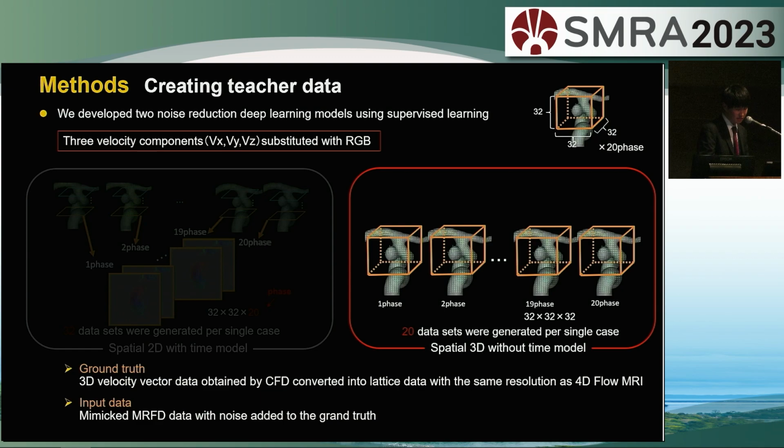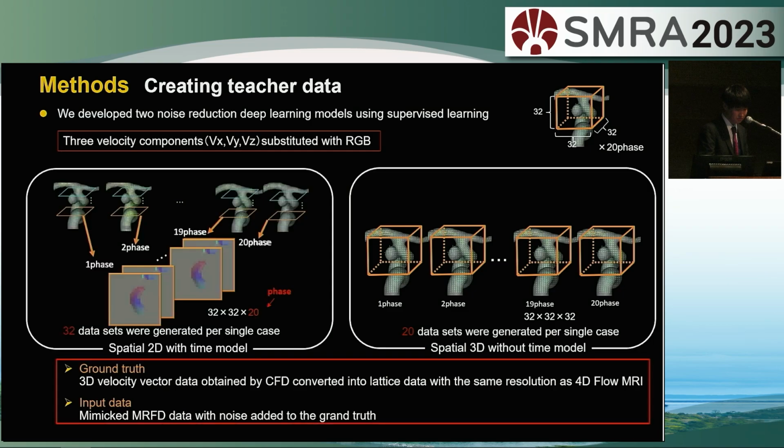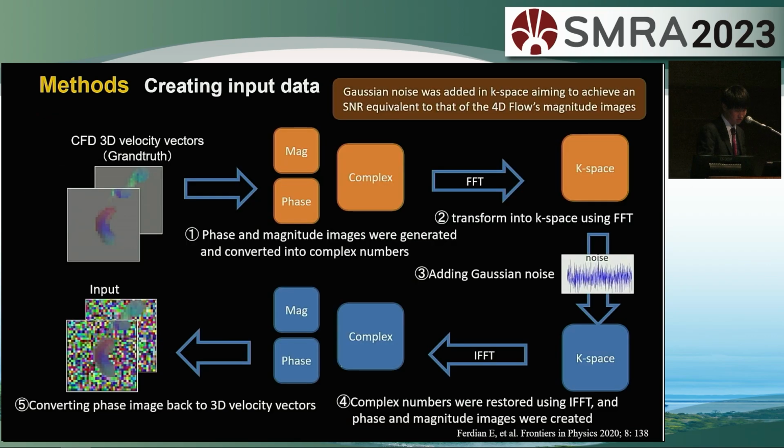The spatial 3D without time model is shown on the right. It also uses 20 time phases. For the ground truth data, the 3-dimensional velocity vector data obtained by CFD was converted to grid data with the same resolution as 4D flow MRI. For the input data, we used pseudo MRFD data to which noise was added to the ground truth. I will illustrate it on the next slide. The input data was created by adding Gaussian noise to the 3D vector obtained by CFD analysis in K-space.